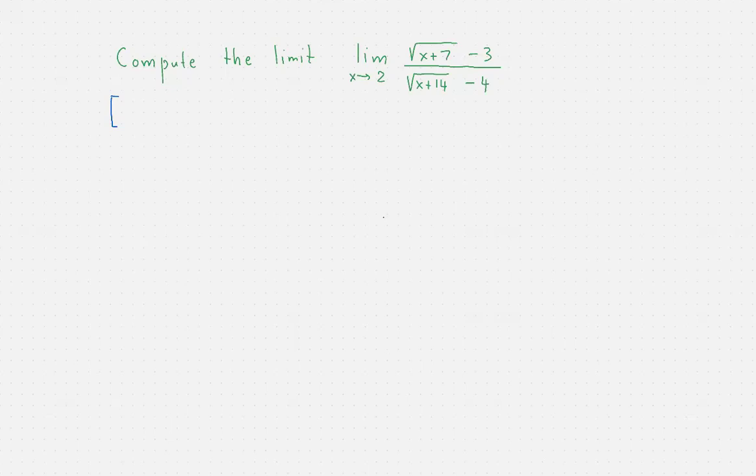So what we would like to have here is, for example, on the top, we would love to have the quantity square root of x plus 7 squared minus 3 squared. Why? Because for the first one, the square root disappears. This becomes x plus 7 minus 9, which, by the way, is x minus 2. And we would be able to also do that on the bottom. However, we cannot just put those squares there out of a blue sky.